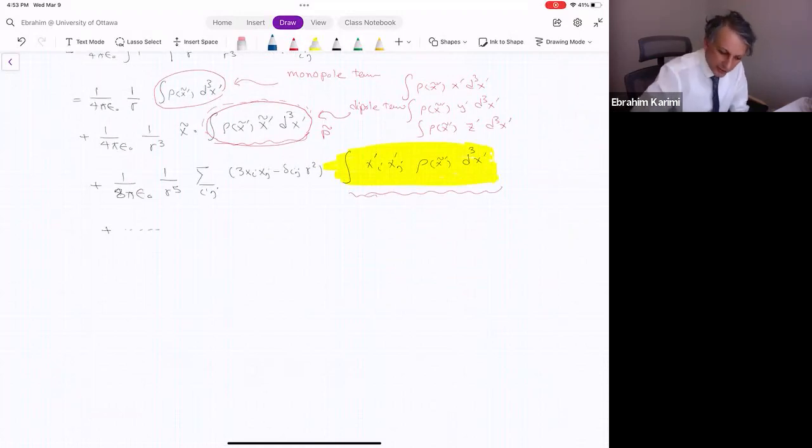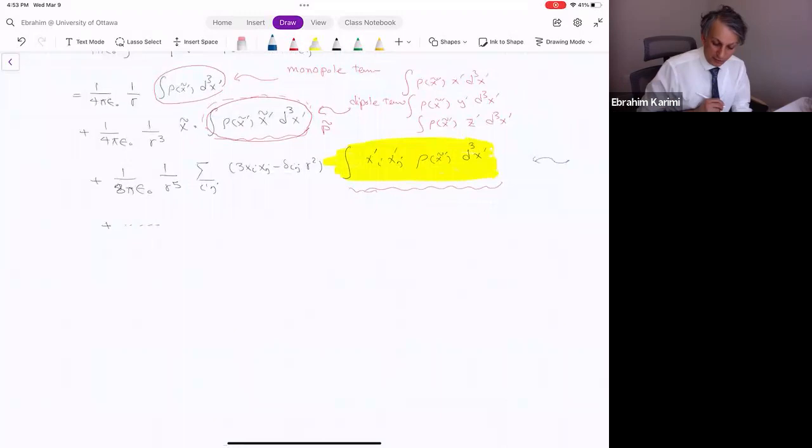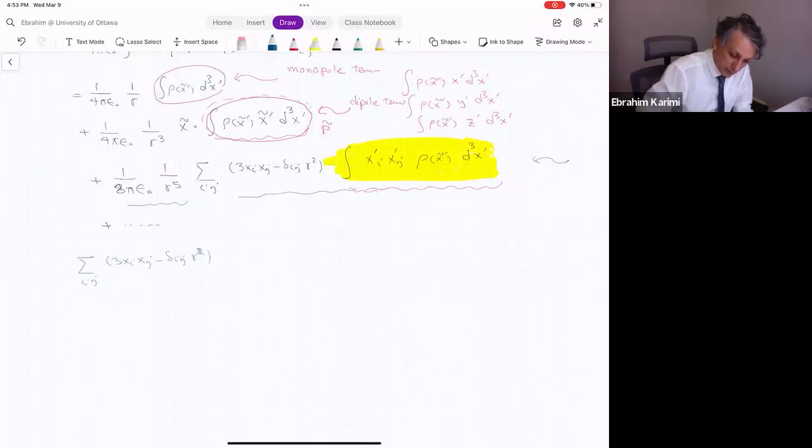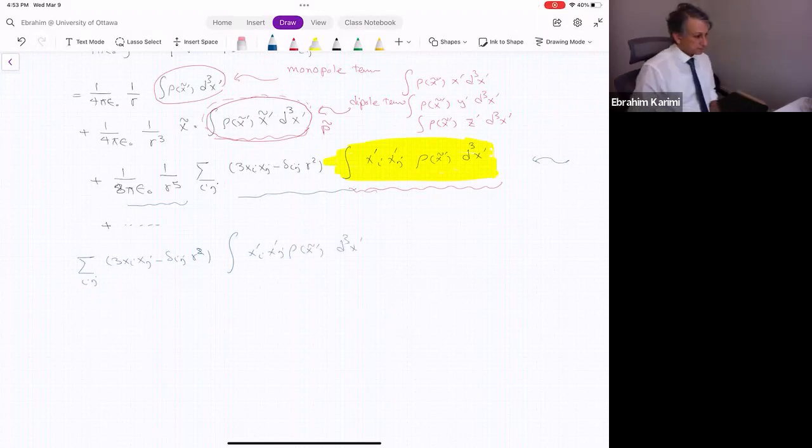But now I'm only concentrating on the quadrupole term and I want to simplify this. I don't care about the coefficient, I only pay attention to the summation. So what I deal with is the summation over ij of 3x_i x_j minus delta_ij r^2, times the integral of x prime i, x prime j, rho of x prime, d3x prime. Good? I want to make it symmetric.